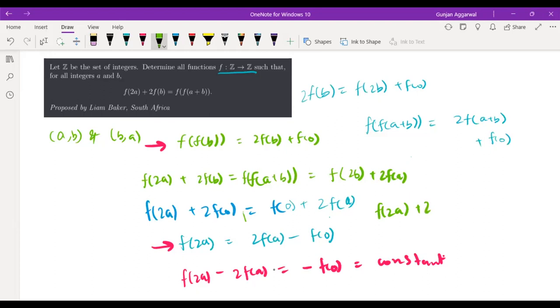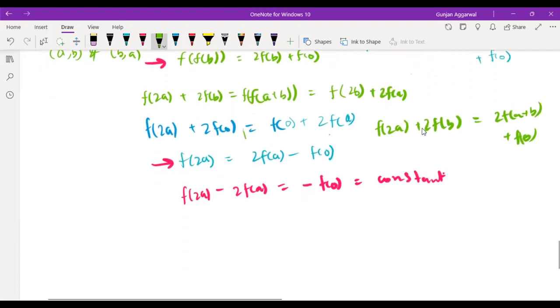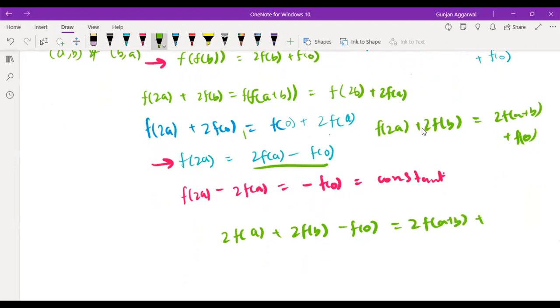Oh, okay, makes sense. So f of 2a plus 2b equals 2 f of a plus b plus f 0. And then f of 2a is this. So 2 f of a plus 2 f of b minus f 0 equals 2 f of a plus b plus f 0. So we get f of a plus f of b equals f of a plus b plus f 0.